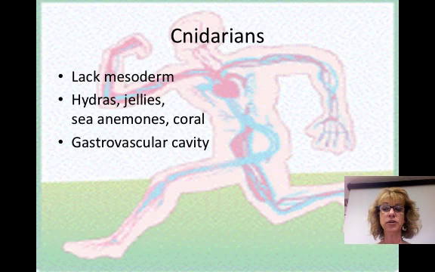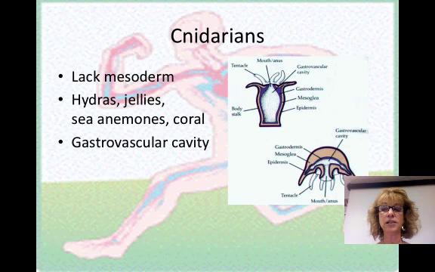Most invertebrates have a gastrovascular cavity or a circulatory system for internal transport. Cnidarians lack a mesoderm. They include hydras, jellyfish, sea anemones, coral. They have a simple body plan with a gastrovascular cavity that has a single opening for the mouth and the anus. The gastrovascular cavity serves for both digestion and distribution of substances. Digestion begins in the cavity. The inner layer of cells absorb the nutrients, which then move through the other layers of cells.